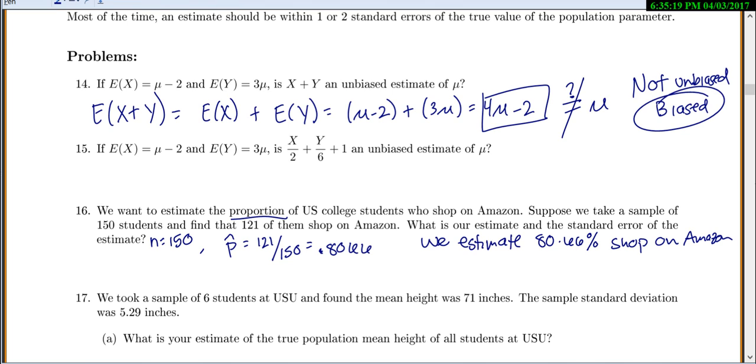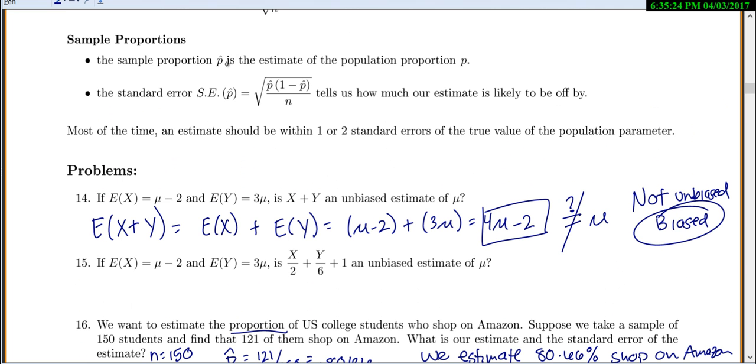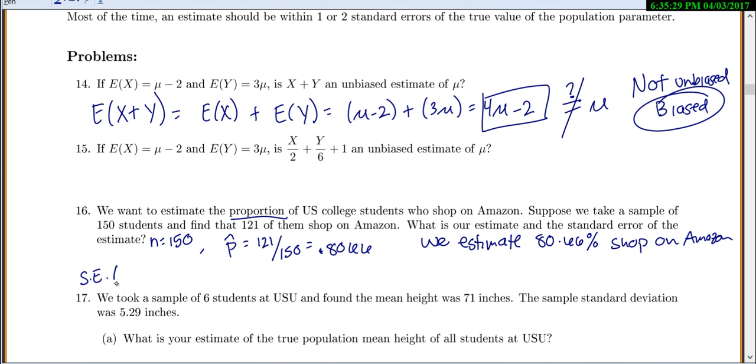We're also supposed to find the standard error. So that's just up above right here. The standard error is the square root of p hat times 1 minus p hat over n. So p hat, 1 minus p hat, over n. So 0.8066 times 1 minus 0.8066 over 150 gives me 0.0322.